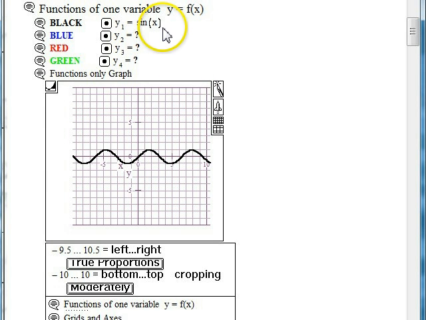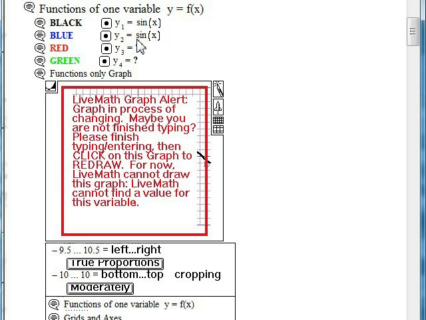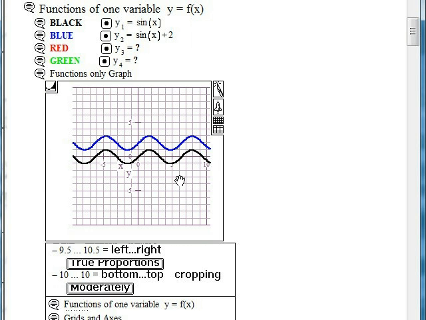What I want to do is do like we did with the parabolas. So I want to take y equals sine x. Actually, I'm going to leave the black curve there and see what happens when I say sine x plus 2. LiveMath will do this to you. You try to type things in and it tries to interpret it right away, and you get the S typed in and it says, hey, I don't know what S is. Just hold your horses. Type in everything you want, then click on the graph again, and there you go.